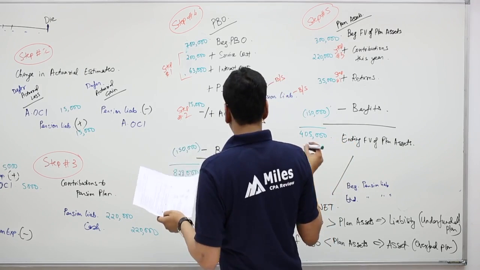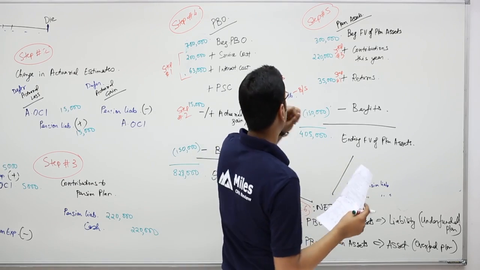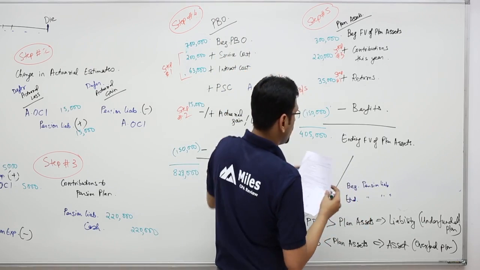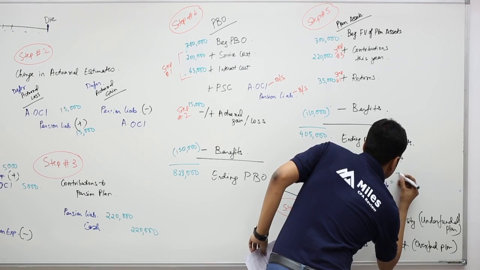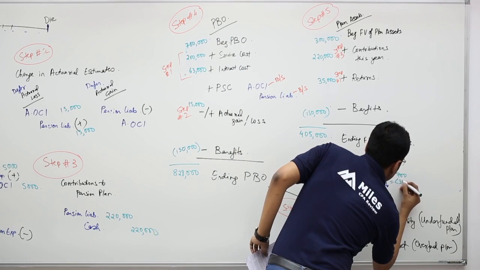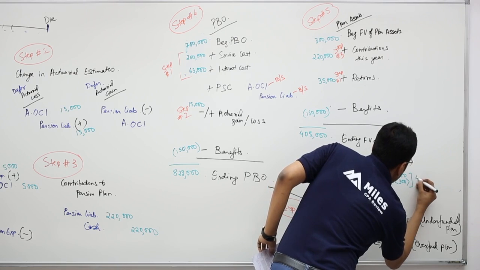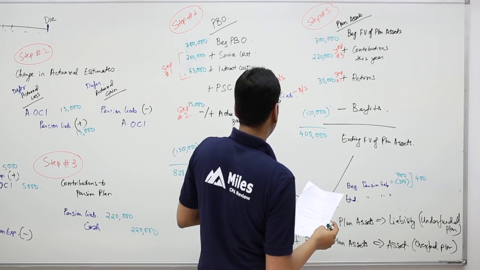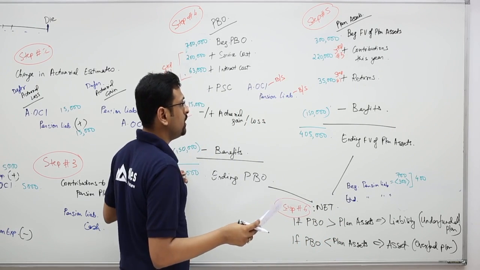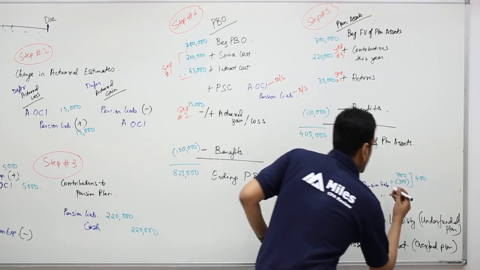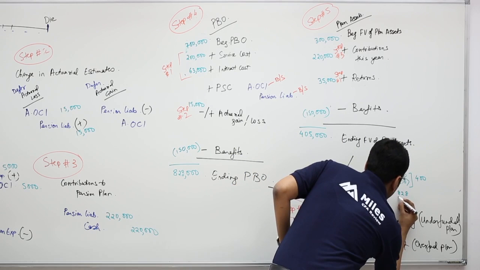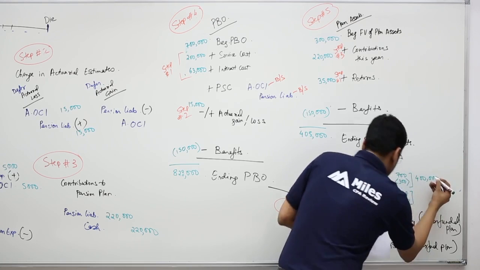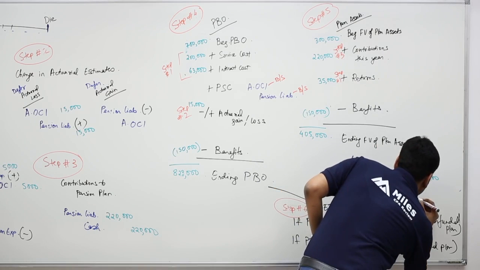So now, if you're looking at the beginning pension liability, the beginning pension liability was 700,000 PBO minus plan assets 300. This was 700 minus 300, which was $400,000. Now the ending, that's 828 minus 405. So $828,000 minus $405,000. Now this calculates to $423,000.